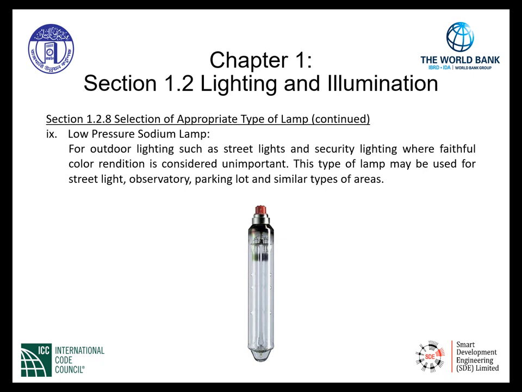For outdoor lighting, such as street lights and security lighting, where faithful color rendition is considered unimportant, this type of lamp may be used for street lighting, observatories, parking lots, and similar types of areas.